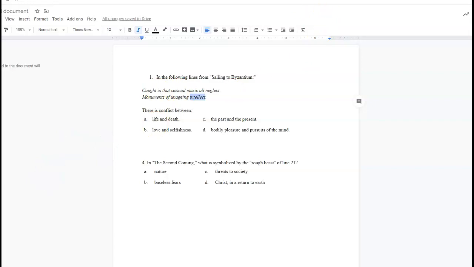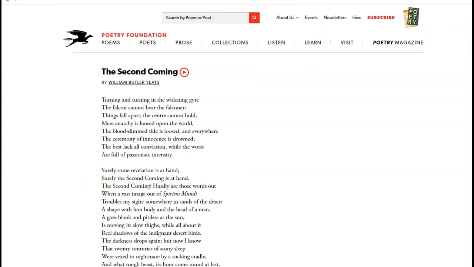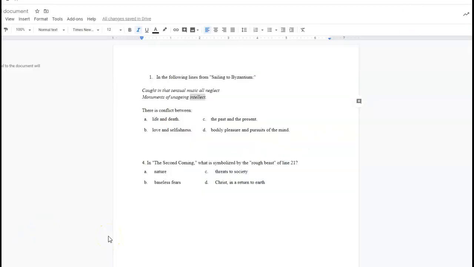Okay, now let's go to The Second Coming. Let's just look at the first line. We're actually going to look at the second stanza of the end, because I'm going to focus on the piece that goes with the question you missed. But then if you think about how we answer and look at these lines, that will help you with any question about the poem. Okay, so we want to look at the question first. In The Second Coming, what is symbolized? So we have symbolism by the rough beast of line 21.